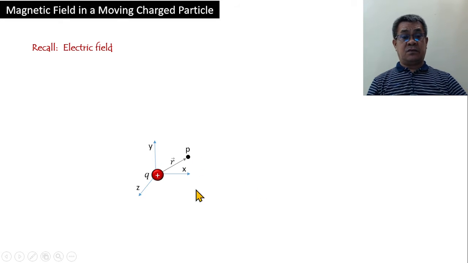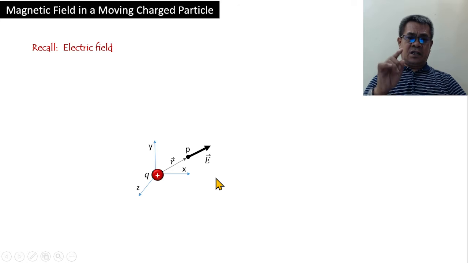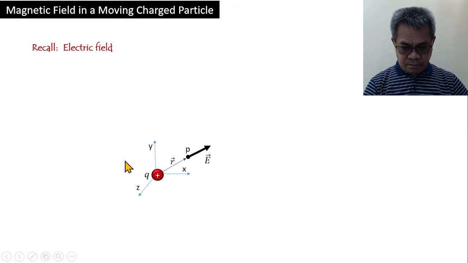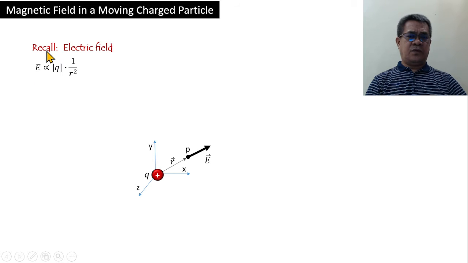So in order to calculate it, we should know where that point is, meaning the position of that point. That electric field can be calculated using only the magnitude of the charge and its distance from that point. So the electric field is directly proportional to the magnitude of the charge and inversely proportional to the square of that distance from the source charge.